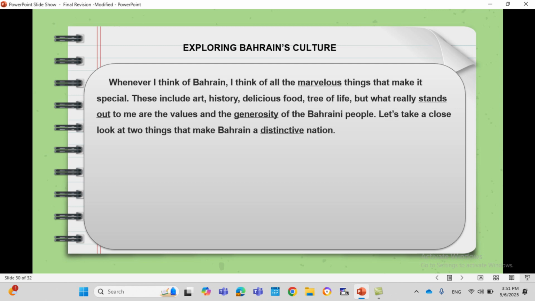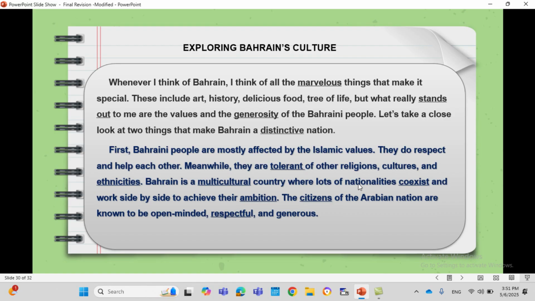Okay, let's take a close look at two things that make Bahrain a distinctive, a unique nation. First, Bahraini people are mostly affected by the Islamic values. They do respect and help each other. This is number 1. Number 2, they are tolerant of other religions, cultures, and ethnicities. As you know, Bahraini people are tolerant. They accept other people's religions. As you know, we have different religions and cultures here.